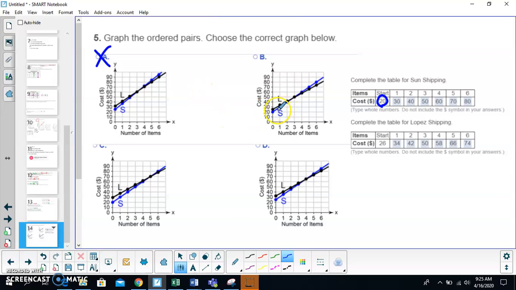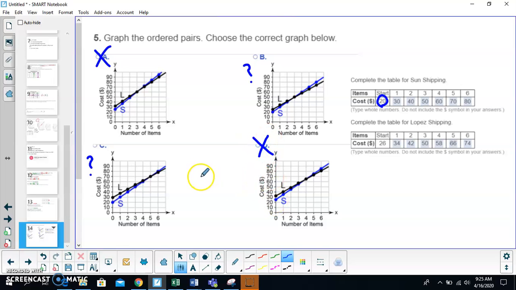Okay? For B, this blue dot is exactly on 20. It does start at 20, so this could be it. I'm going to keep that in mind. For C, it's also right here on 20, so I'm going to keep this in mind as well. And D, it's a little bit above 20. That dot has to be right on it, so that's definitely not right.